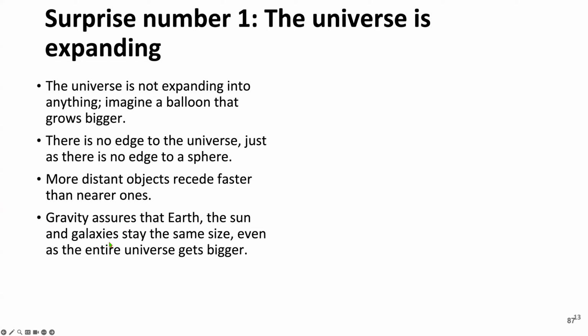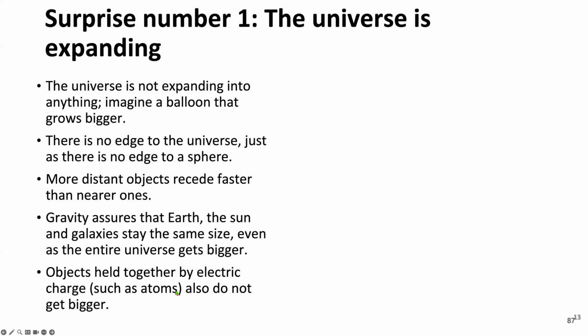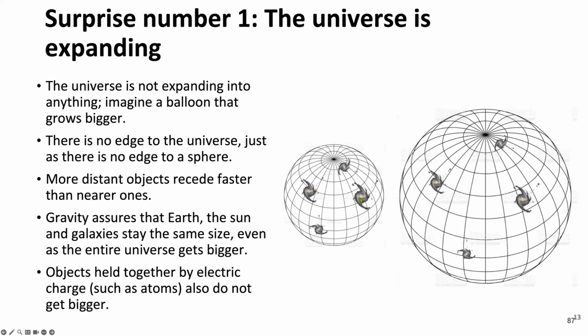Galaxies get farther apart because the space between the galaxies is expanding. But the galaxies themselves are bound together by gravity, even though the universe itself is expanding. And atoms don't even notice this expansion. So here's the way to think about it.